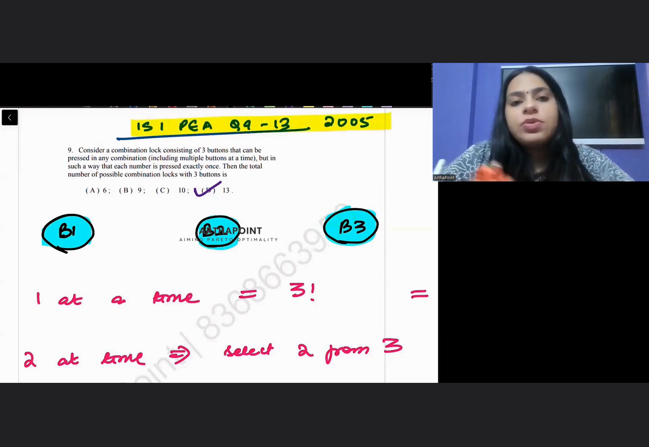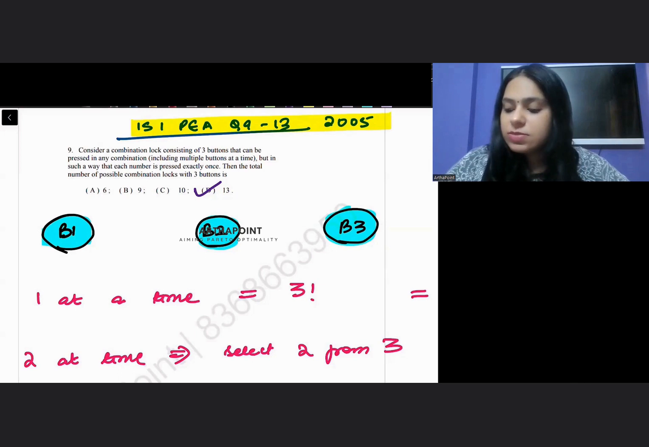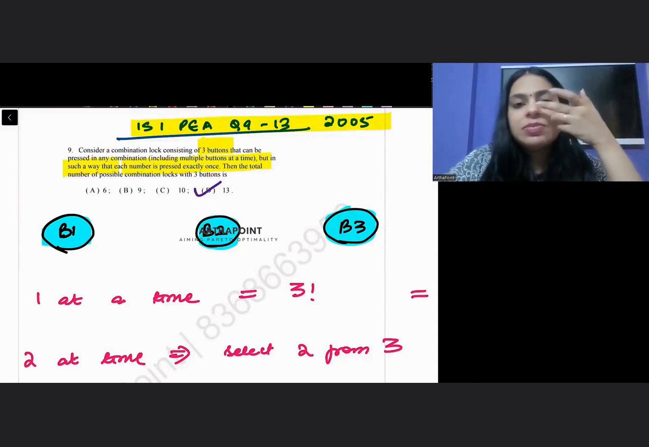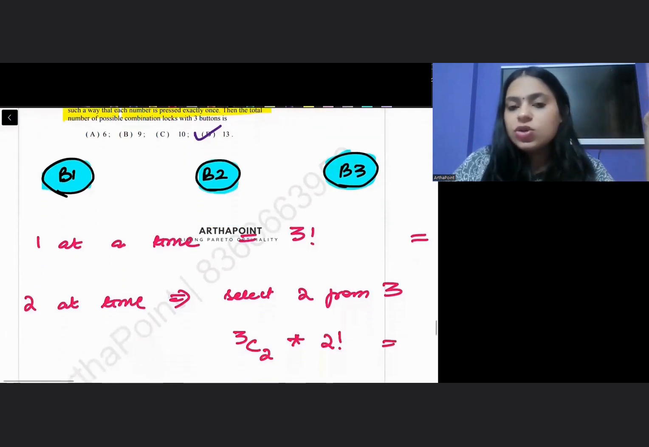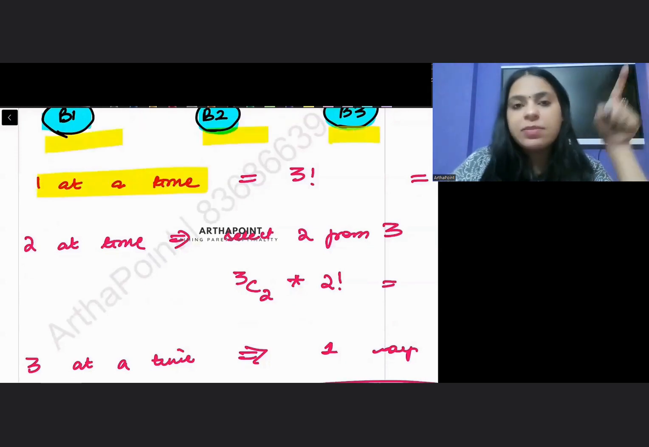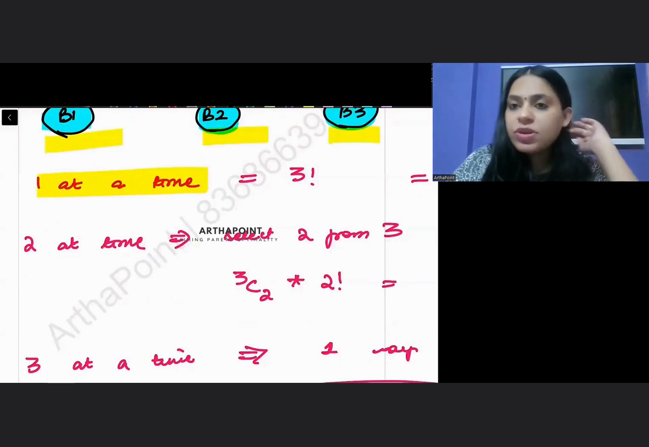It says consider a combination lock consisting of 3 buttons that can be pressed in any combination, but in such a way that each number is pressed exactly once. What is the total number of combinations possible with the 3 buttons? Very simple. It says they can be pressed in any combination, including multiple buttons at a time. Meaning, you can press one button at a time. So there are 3 buttons. I can press one button at a time. So in how many ways can it be done?